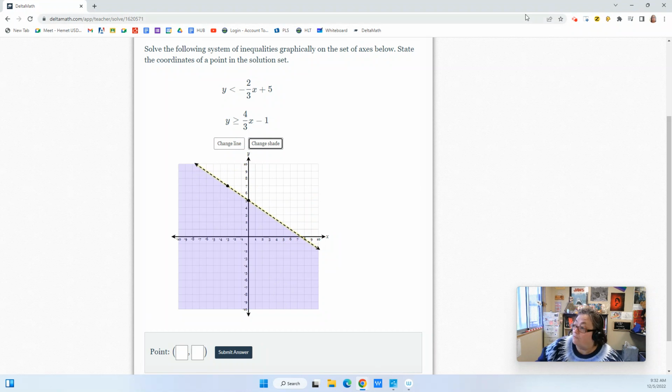Now we're going to graph our other line. We have y is greater than or equal to 4/3 x minus 1. So we know that that minus 1 is our y-intercept. So we're going to make a point at negative 1. And then we're going to use our slope of 4/3 to find our next point. Remember, it's rise over run, so we're going to count up 1, 2, 3, 4. And then we're going to count over 1, 2, 3.